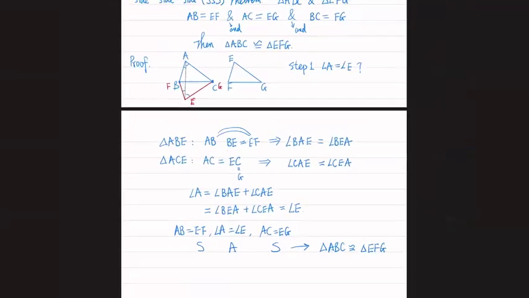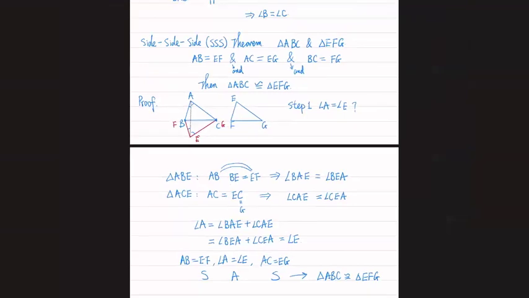This is the side-side-side theorem. If a pair of triangles has three pairs of edges with the same length, then they must be congruent. In the proof, we use the previous properties of isosceles triangles, and we applied the side-angle-side theorem. Okay, any question about this proof?